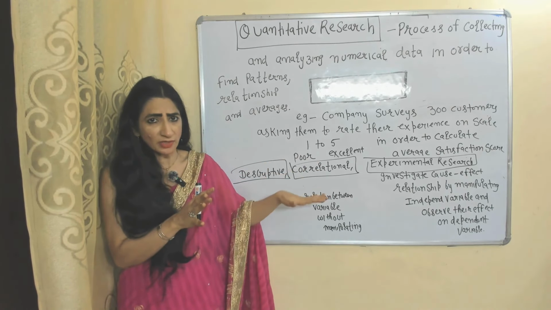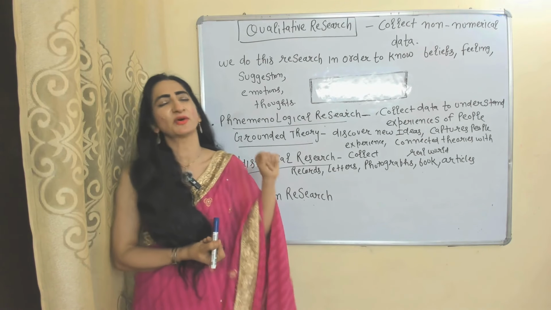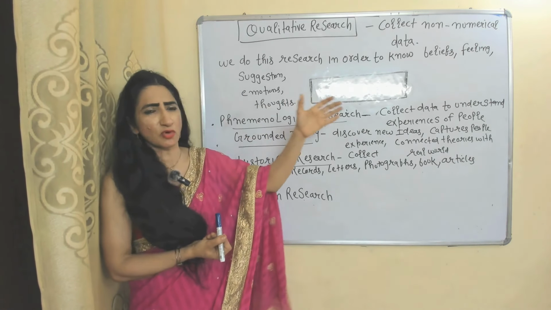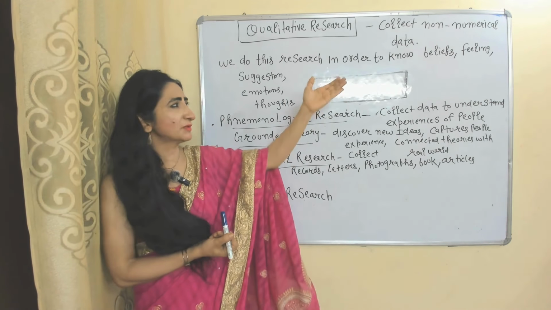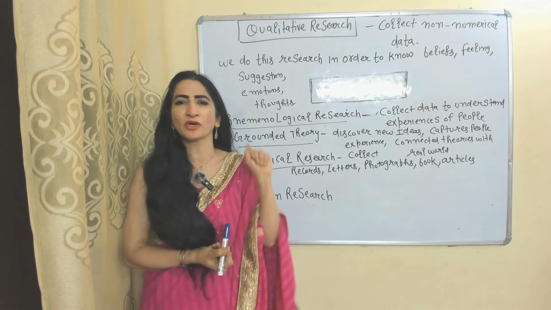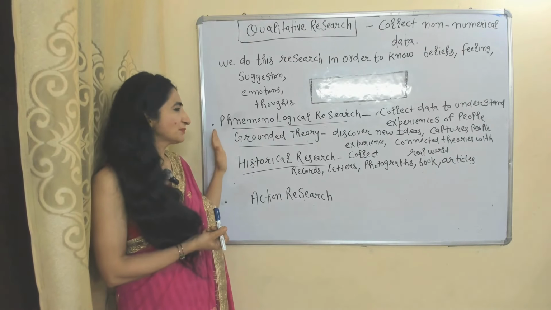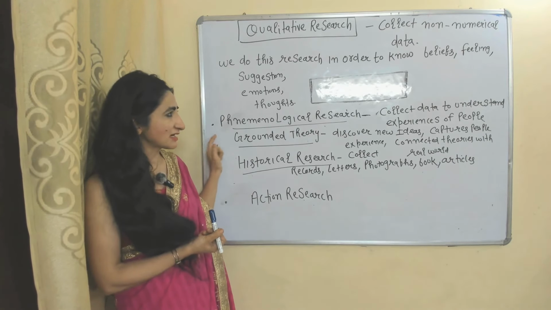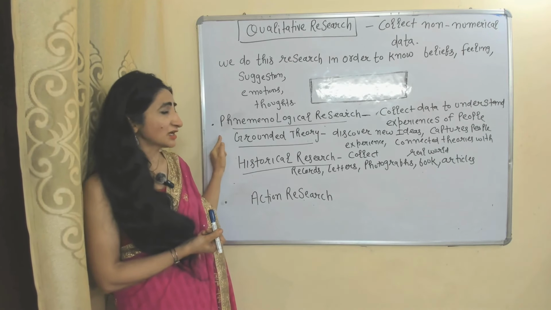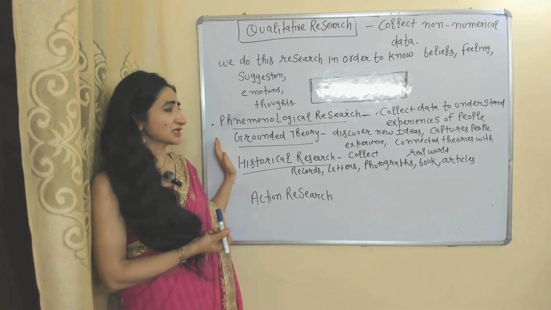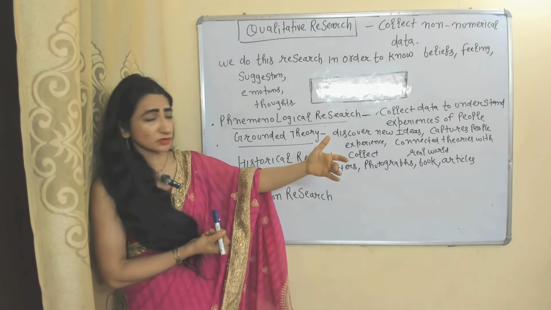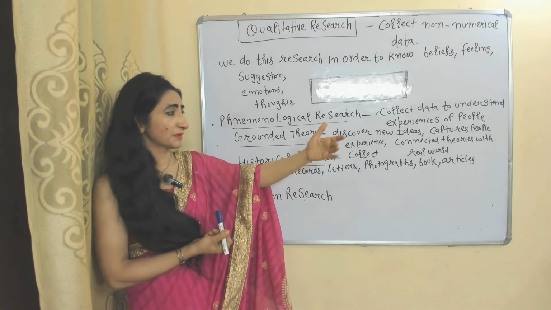Qualitative research. Qualitative research is non-numerical research. That means here we collect non-numerical data. We don't analyze any numerical data because we use qualitative research to know about beliefs, feelings, suggestions, emotions or thoughts of people. For example, you are interviewing so many people so that you can know about their experiences. It will be called qualitative research. Important types of qualitative research are phenomenological research, where we collect data to understand experiences of people. Grounded theory: in this research, we discover new ideas, capture experience of people and connect theories with the real world.